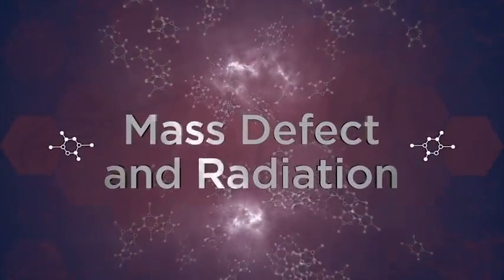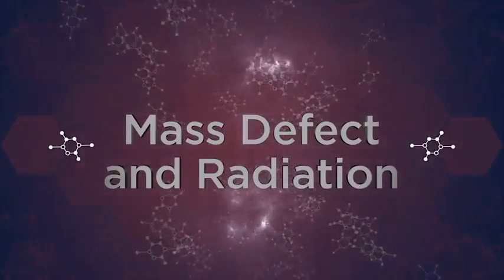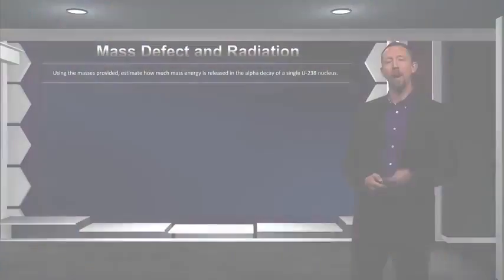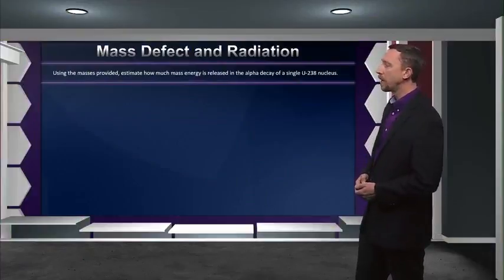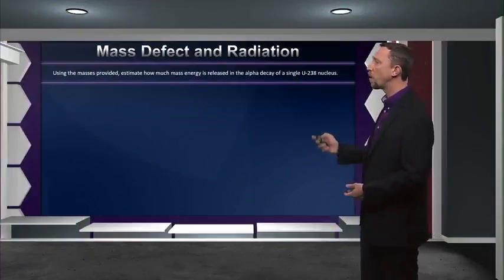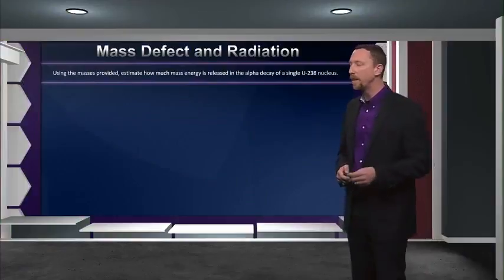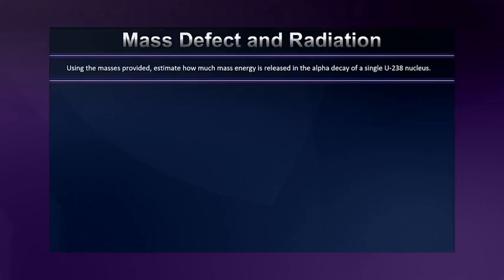So let's take a look now at a problem that involves radiation and see if we can explain why alpha particles seem to form so easily from uranium-238. We're going to do this by answering a question: using the masses that I'm about to show you, which are measured masses, estimate how much mass energy is released in the alpha decay of the uranium-238 nucleus. Now, this is a process that we looked at last time, so let's review it in terms of mass defect.